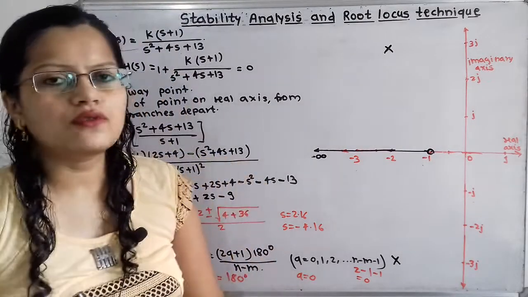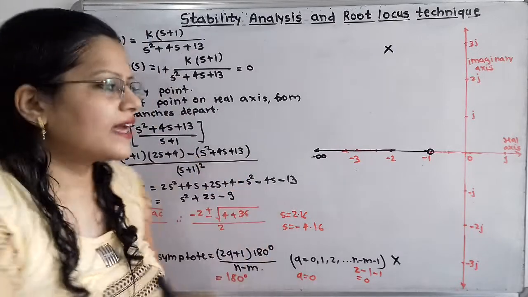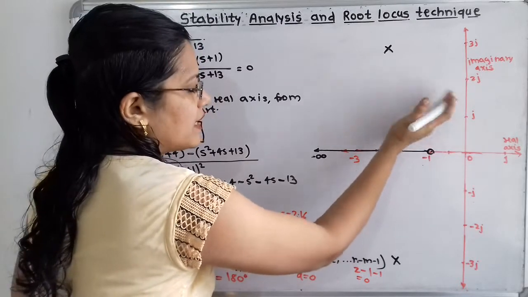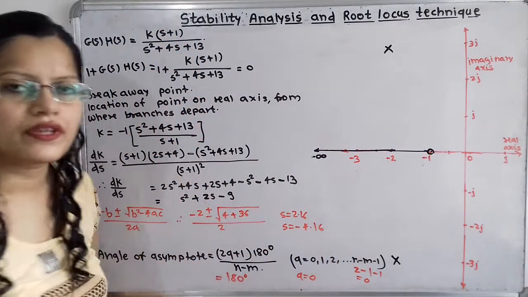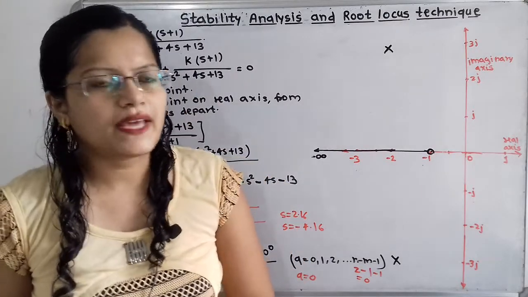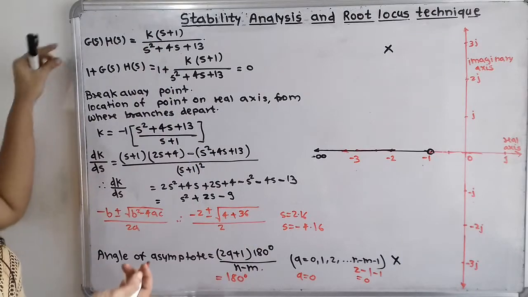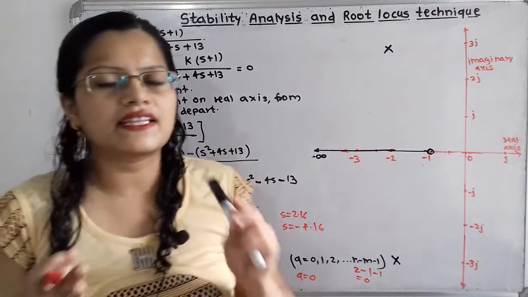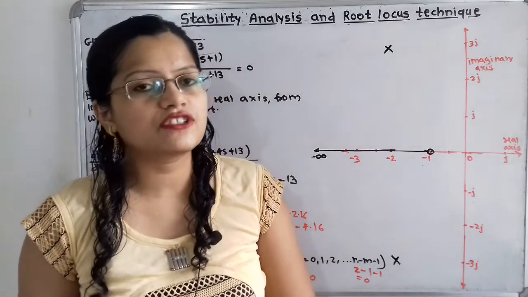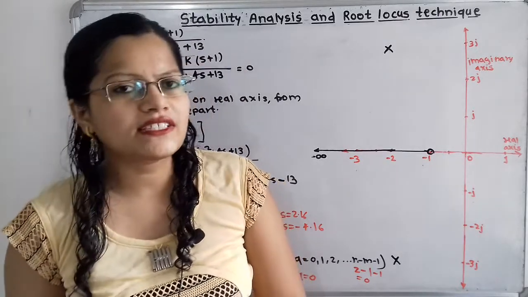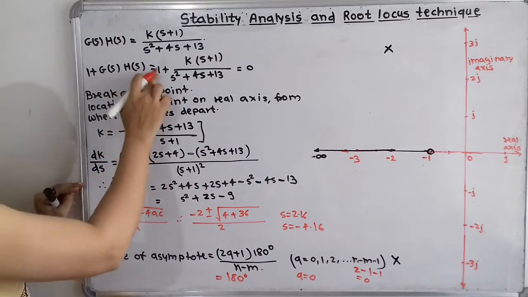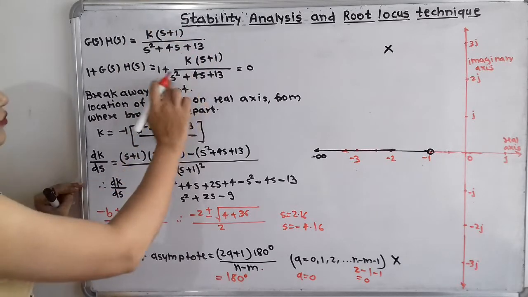So we know how to take this 180 degree angle, that is from the real axis we have to move from 0, 10, 90 and then 180. Now we will find out the breakaway point. So for the breakaway point, we first have to take the characteristic equation. The open loop transfer function is G(s)H(s). So what is the characteristic equation? That is 1 plus G(s)H(s). So 1 plus this equation, we have to write.